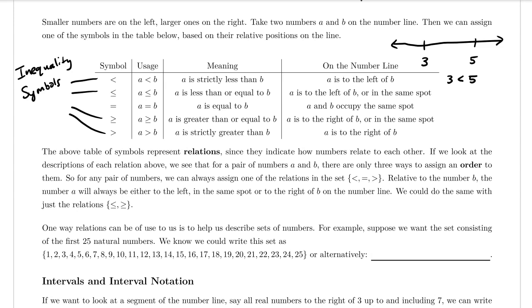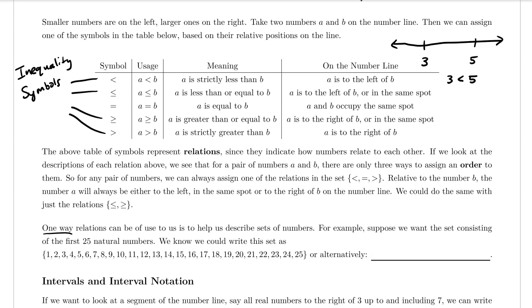Let's go ahead and skip down where it says one way relations can be of use is to help us describe sets of numbers. For example, suppose we want the set consisting of the first 25 natural numbers. We know that we could write this set as 1, 2, 3, 4, etc. But writing out 25 numbers takes a long time.